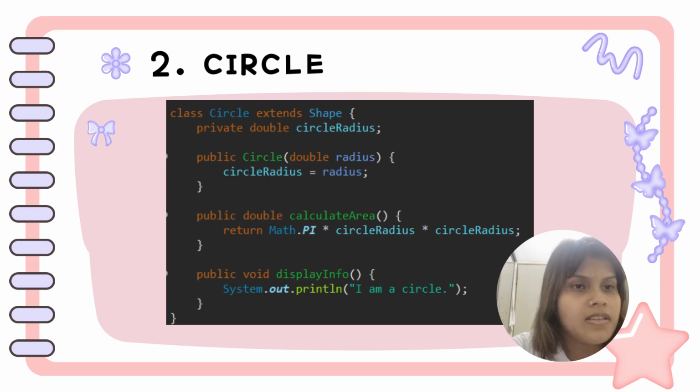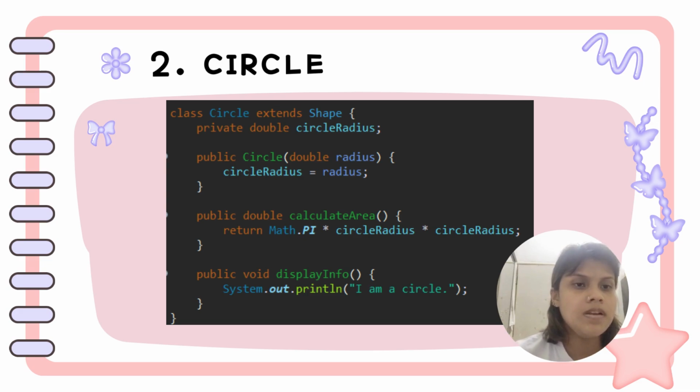Second is private double circleRadius, which means a private field named circleRadius is declared to store the radius of the circle. Private means it can only be accessed within the Circle class. Third is public Circle(double radius) { circleRadius = radius; }, which is a constructor. This is called the constructor method. It is called when a new Circle object is created. It takes a radius as a parameter and assigns it to the circleRadius variable.